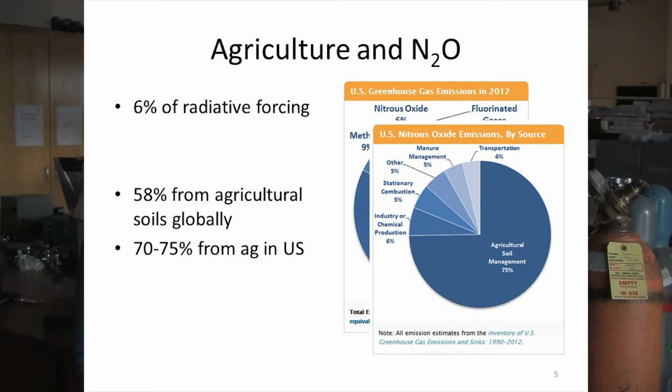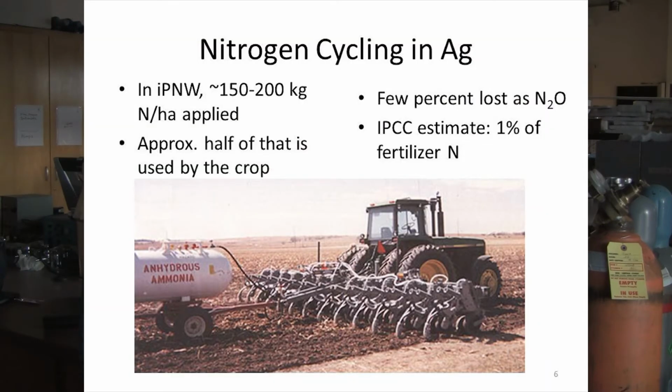So in the Pacific Northwest, in wheat-based cropping systems, for a winter wheat crop, generally around 150 to 200 kilograms of nitrogen are applied per hectare. And only approximately half of that's used by the crop, and I'm nervous right now for what Dave Huggins is thinking while I'm talking about this. Hope it's about right, Dave.